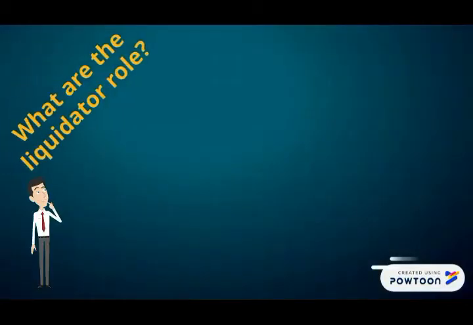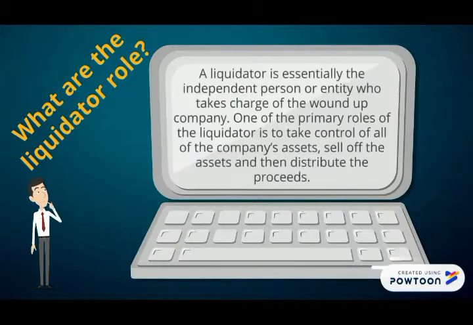What are the liquidator rules? A liquidator is essentially the independent person or entity who takes charge of the wound-up company. One of the primary rules of the liquidator is to take control of all of the company's assets, sell off the assets, and then distribute the proceeds.